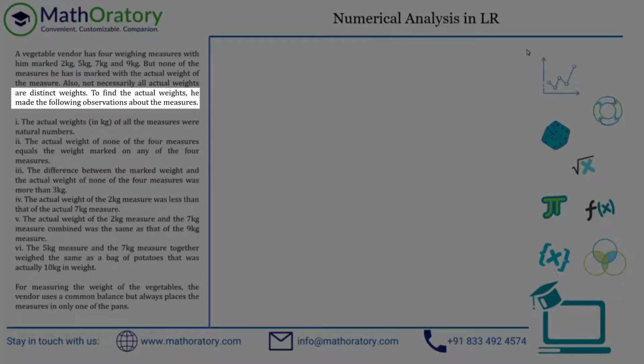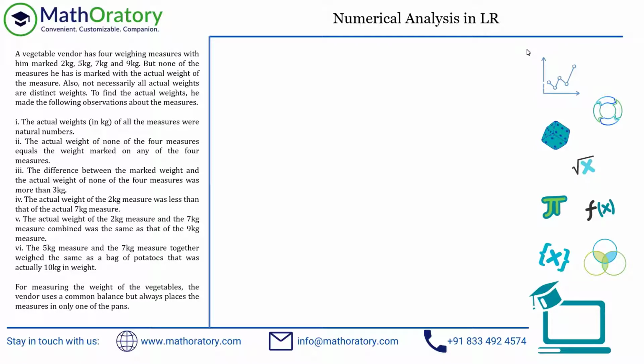To find the actual weights, he made the following observation about the measures. Okay, I'll come to that in a while. But what I'm going to do is give you a very quick piece of advice. Going forward, we will be doing a lot of allocations in terms of data collection, or some calculations or cases, whatever approach we take. It will sometimes be complicated if you use numbers on both ends.